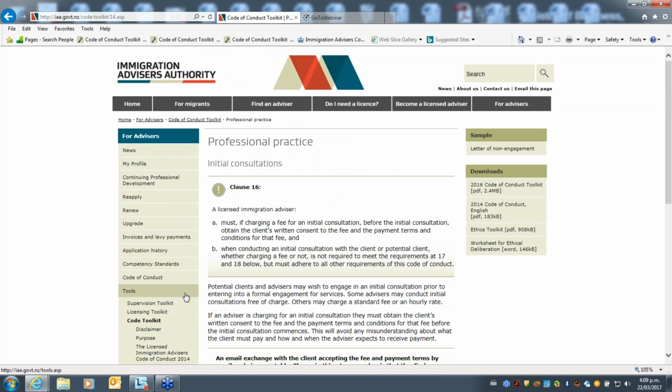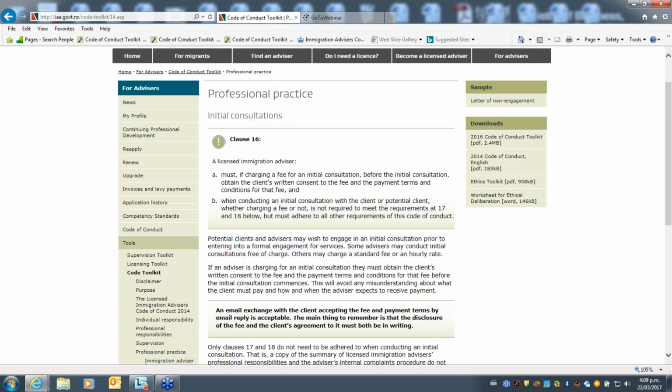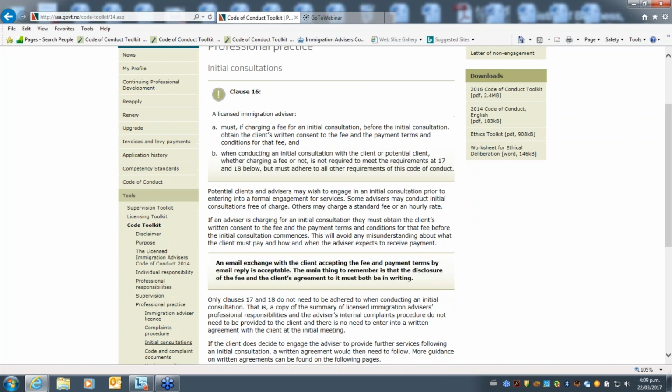So clause 16 is around initial consultations. Sometimes people charge for initial consultations and sometimes they don't. If you're charging for an initial consultation, you simply need to have agreement to the fee for that in writing. That can be done through email, but you need to have that before you undertake the initial consultation. So that's not a full-blown written agreement. We understand that you need to have the initial consultation before you enter into a written agreement.